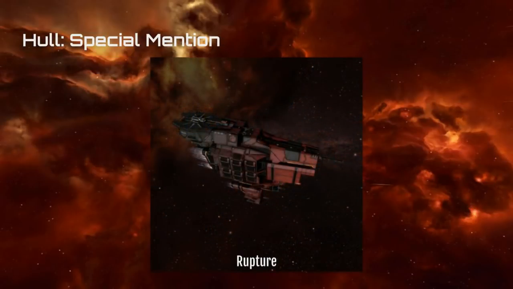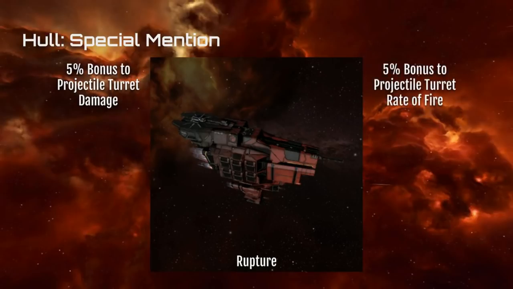Then there's the special mention hull, and this is the one I'm sure that when I was covering projectile turret bases, everybody was going, but what about the Rupture? This ship is cheap, it's reasonably fast, it's a bruiser, it deals a lot of damage. It gets a 5% bonus per level to projectile turret damage and a 5% bonus to rate of fire. So it's comparing those two things I was talking about with the Rifter and the Stabber earlier. It gets a damage bonus and it gets a rate of fire bonus. So it shoots more powerful rounds and it fires them more quickly.